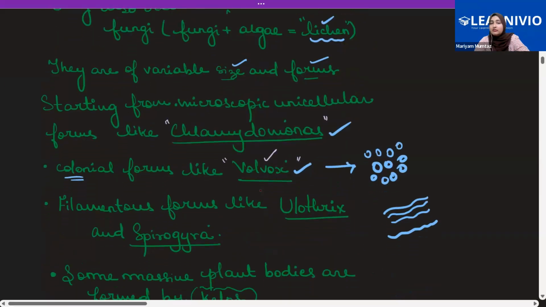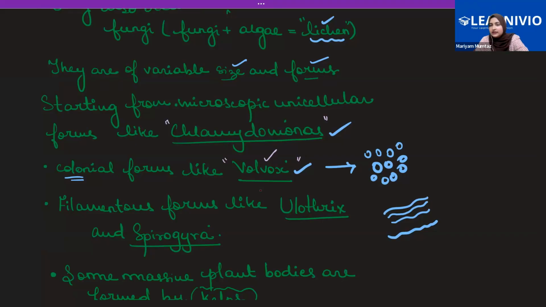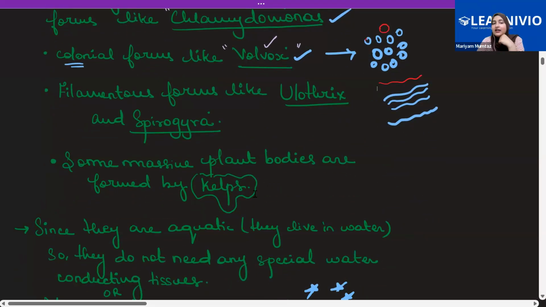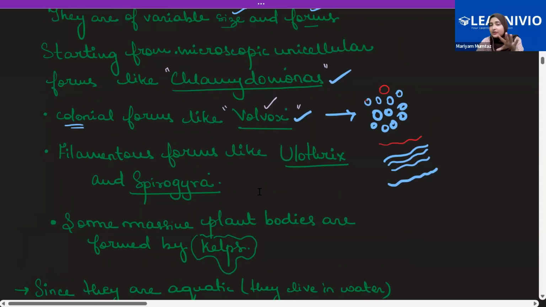So if we talk about the microscopic unicellular algae, the best example is Chlamydomonas. This is the one that is microscopic and just made up of one cell. Whereas it forms a colony in the case of Volvox, and it is filamentous like Ulothrix, Spirogyra, right? And then some massive plant bodies are also there, which are called kelps. But none of them are going to have roots, stems, and leaves.